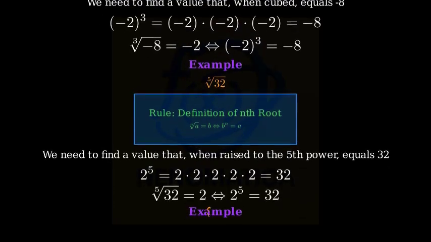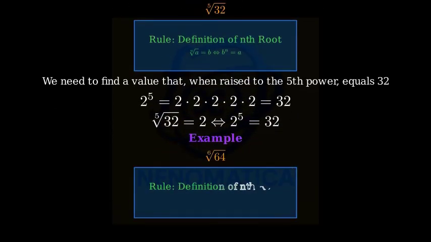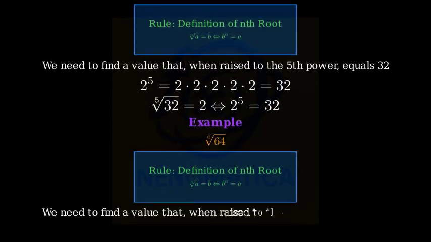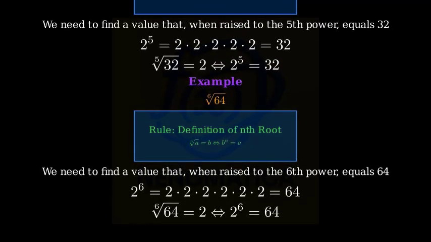For our third example, let's find the 6th root of 64. Again, we need to find a number that, when raised to the 6th power, equals 64. Let's try 2. 2 to the 6th power equals 64. So, the 6th root of 64 equals 2. We can verify that 2 to the 6th power equals 64.